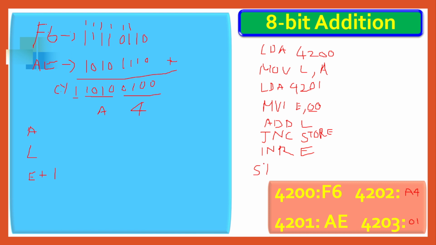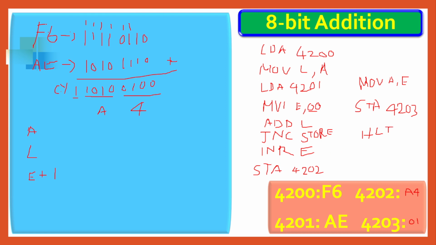To store the result, the instruction is STA. The accumulator content will be written to the corresponding address we mention, 4202. Now the carry is in the E register, and that has to be copied to A, because with direct addressing, we can copy only from the accumulator. So MOV A, E, then use STA at the next memory address, 4203, then HLT. You stop the program after this.